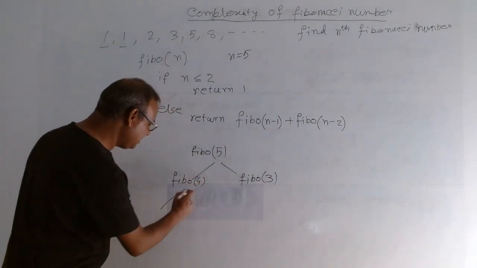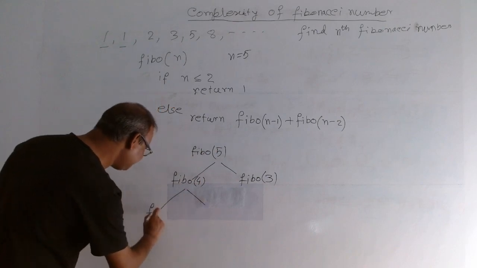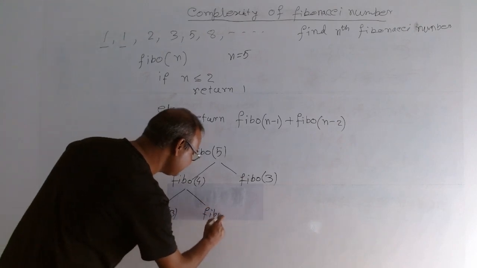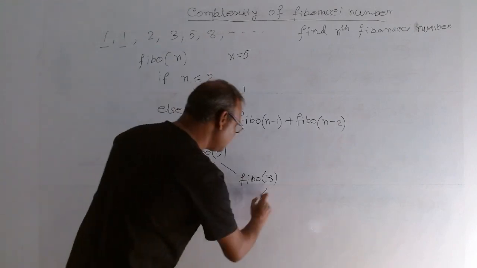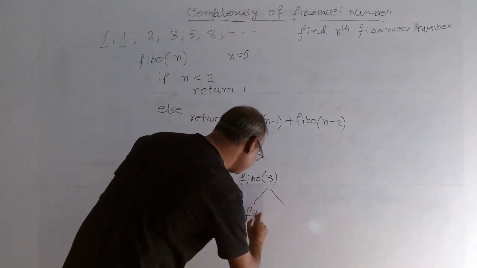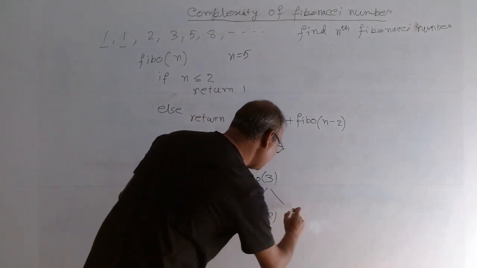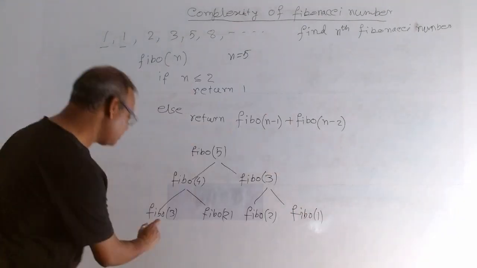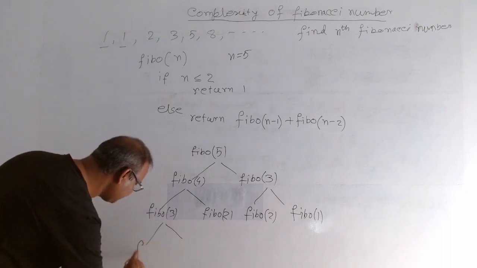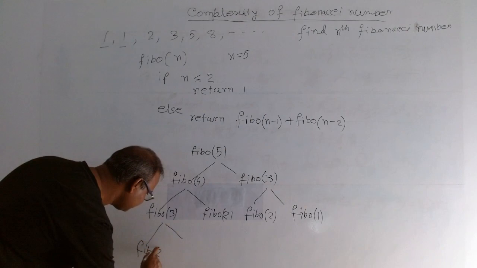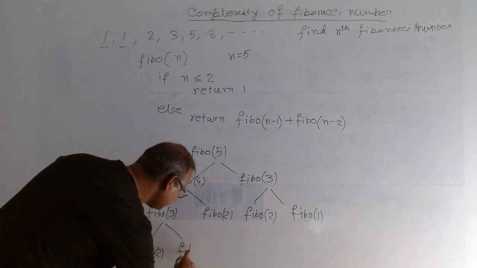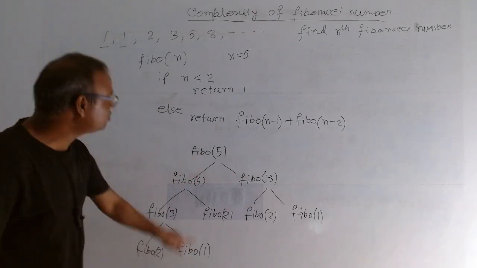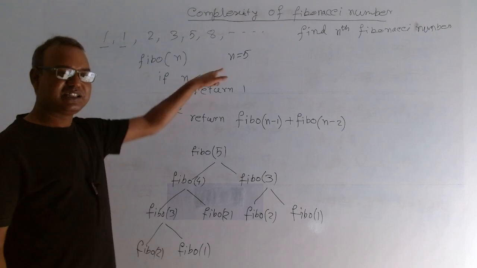This will again call Fibo3 and Fibo2. This will call Fibo2 and this will call Fibo1. So this will again call Fibo2 and Fibo1. Now this Fibo1 and Fibo2 satisfy the condition n less than or equal to 2.